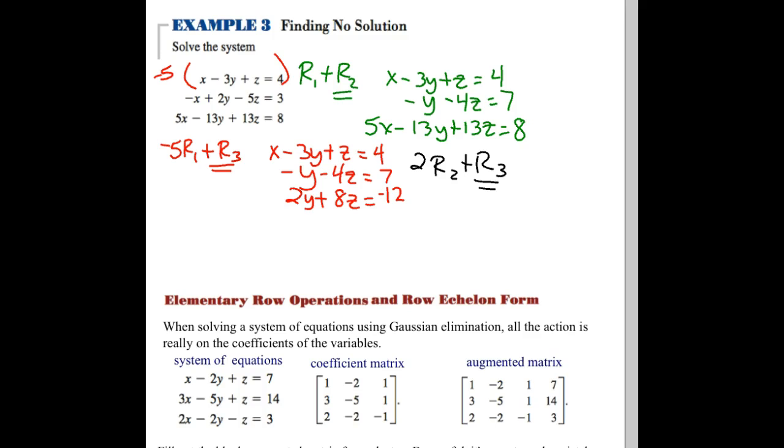Yes? No? Okay, first row didn't change. Second row we haven't changed. Third row, when we multiply the middle row by 2 and add it, the y's drop out. We get negative 8z's plus z, so we have 0 z's. And we get 14 with a negative 12, which is 2.